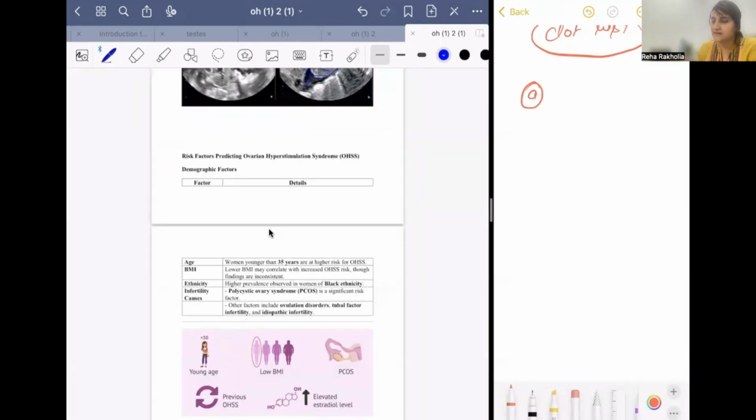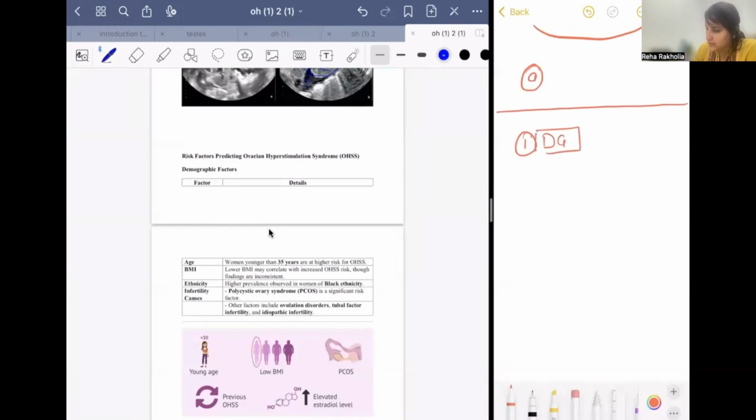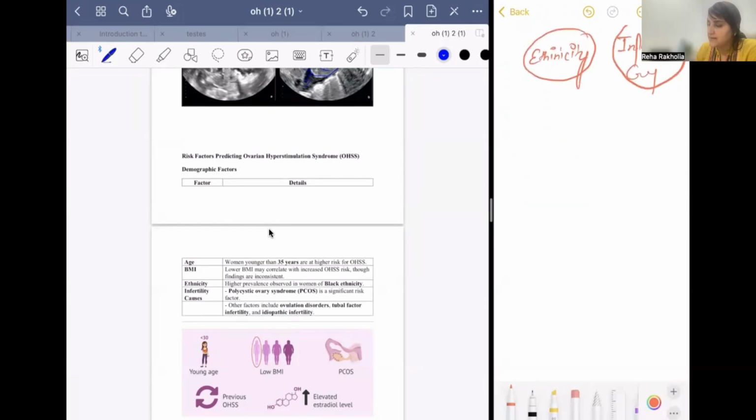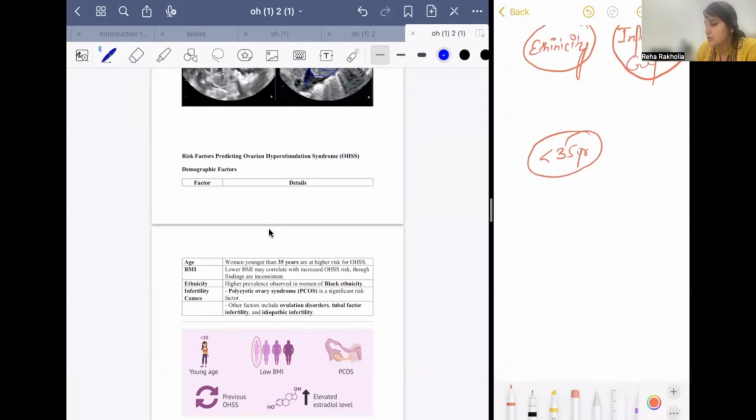So now let's discuss the risk factors that increase the chances of developing OHSS during fertility treatment. First is demographic factors, which include age, BMI, ethnicity, and infertility causes. So basically, women aged younger than 35 years are at higher risk of OHSS. This is because younger ovaries respond more aggressively to the stimulation.